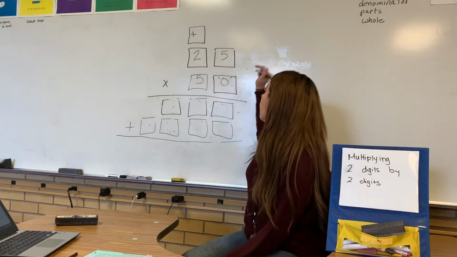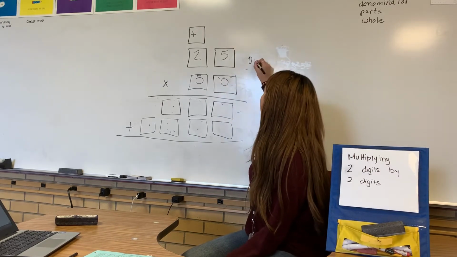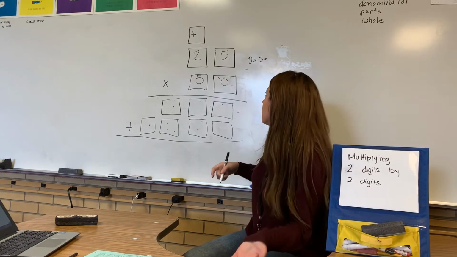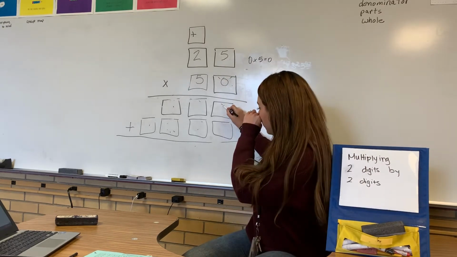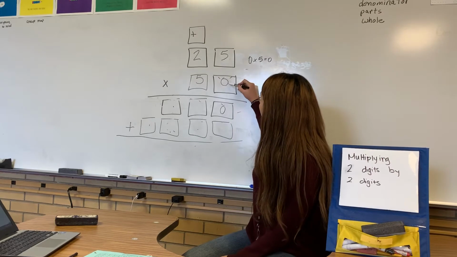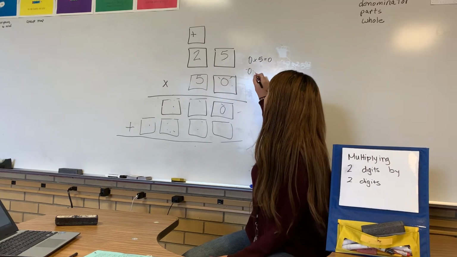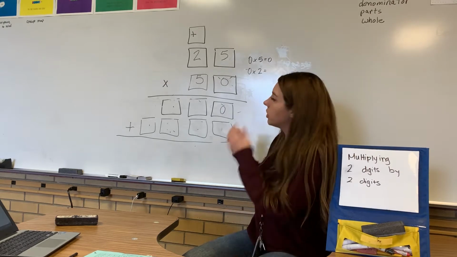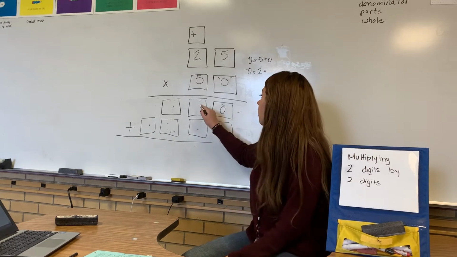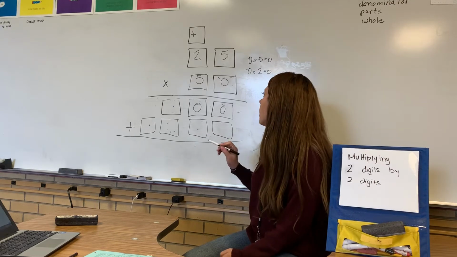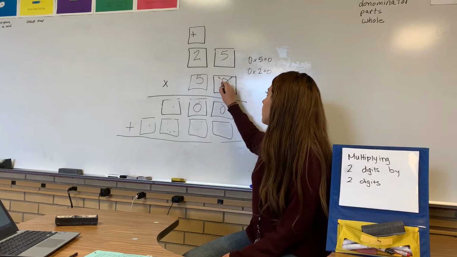So I do 0 times 5. 0 times 5 is 0, so my 0 goes here. Okay, now I do 0 times 2. 0 times 2 gives me also 0, so there's nothing there to put. 0. Okay, so now this is done. I'm going to cross it off because I'm done with it.